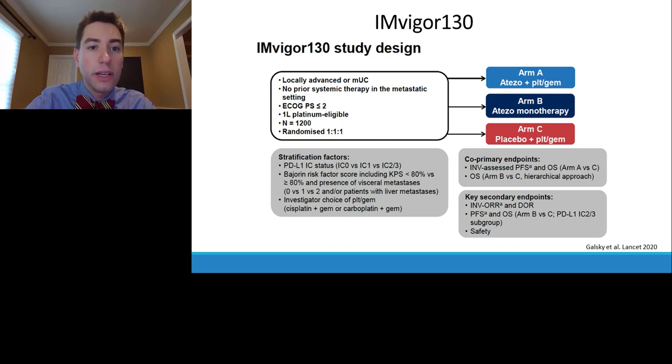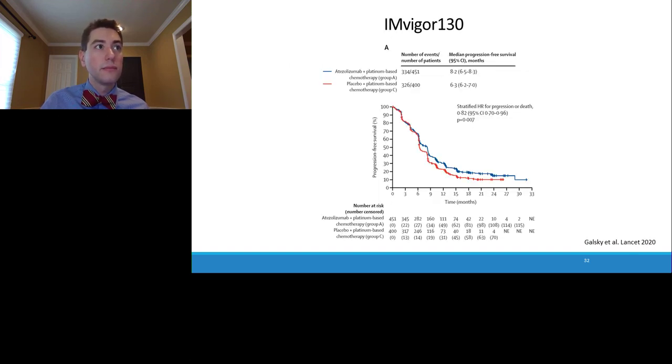So patients with locally advanced or metastatic urothelial cancer were randomized to either arm A, arm B, or arm C. Arm A had atezolizumab plus platinum and gemcitabine, carbo or cisplatin. Arm B had atezolizumab monotherapy, and arm C was placebo plus platinum plus gemcitabine. And when comparing atezolizumab plus a platinum-based chemotherapy to the placebo plus the platinum chemotherapy in the first-line setting, there was an improvement in progression-free survival of 8.2 versus 6.3 months.